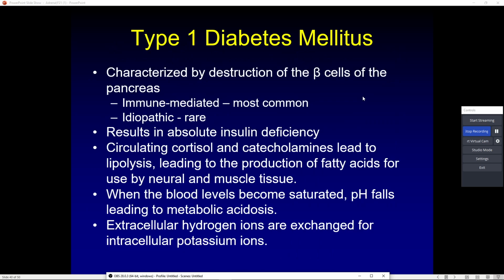Type 1 diabetes is the destruction of beta cells, typically immune regulated, almost always. Idiopathic is incredibly rare. Anyway, I can't make insulin at all, or I make an insufficient amount of insulin. I have circulating cortisol and catecholamines that lead to lipolysis, and so we start breaking down fats because my cells are sitting there like, hey, I see the glucose. Where's the insulin? No insulin. Oh, can't use glucose then.